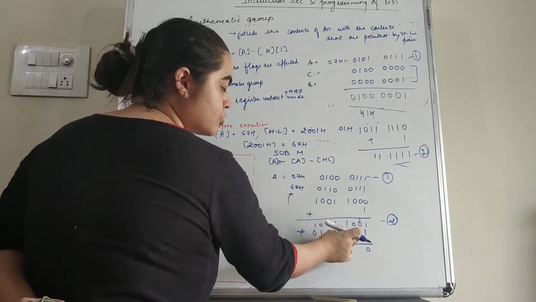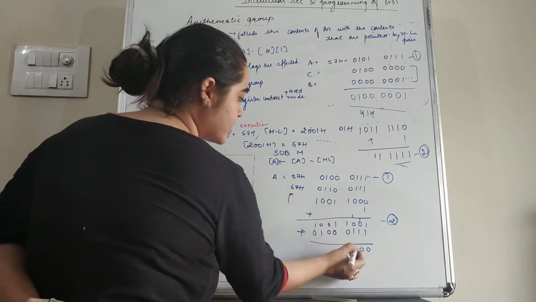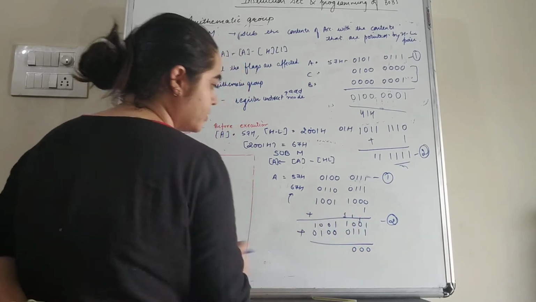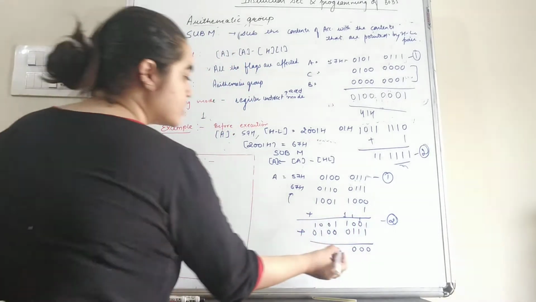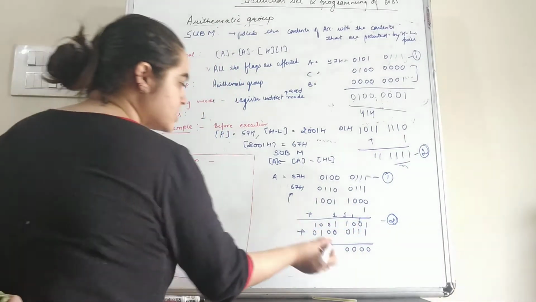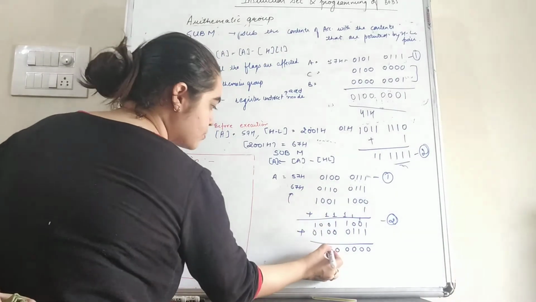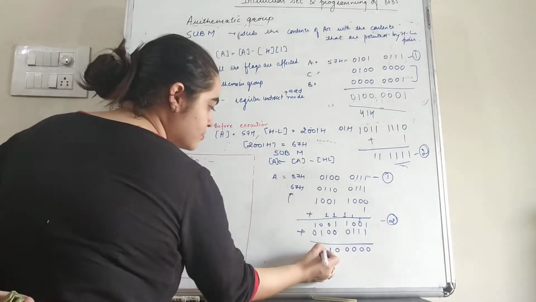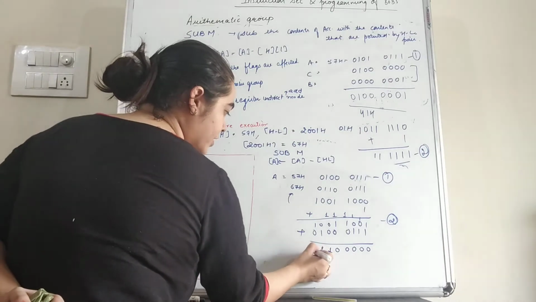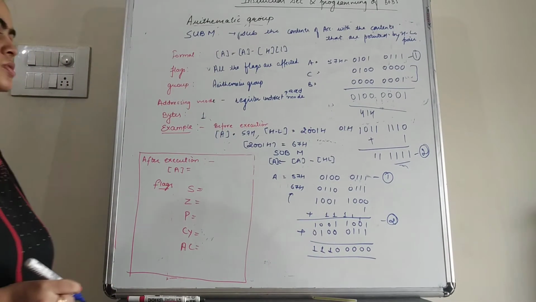1 plus 0 plus 1 is again 10, 0 here, 1 here. 1 plus 0 plus 1 is again 10, 0 here and 1 here. 1 plus 1 plus 0 is again 10, 0 here and 1 here. 1 plus 1 plus 0 is again 10, 0 and 1. So 1 plus 0 is 1, 0 and 1 is 1, 1 and 0 is 1. So the result is 1, 1, 1, 0, 0, 0, 0, 0.